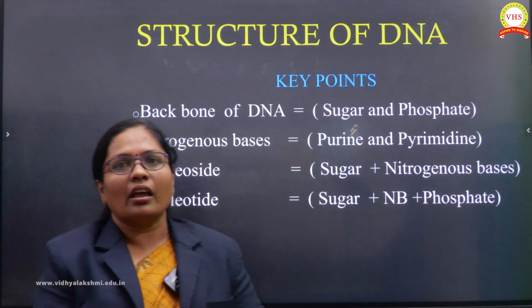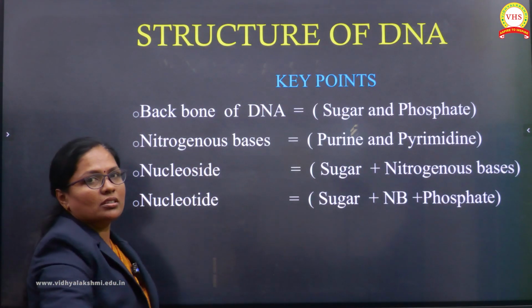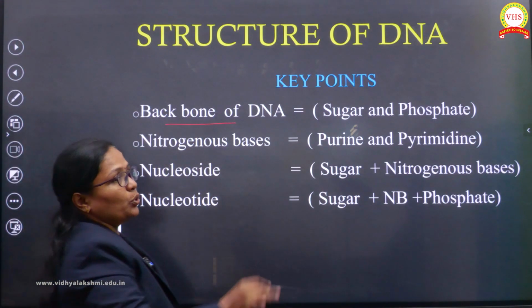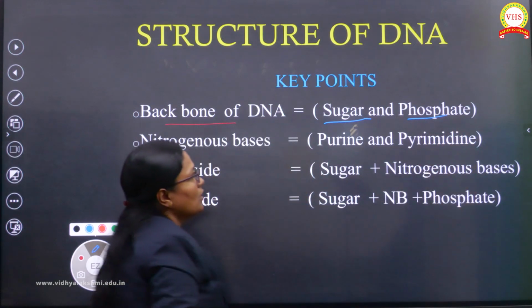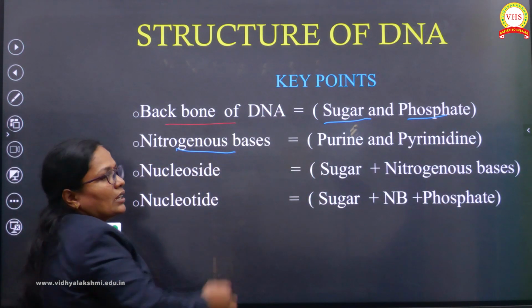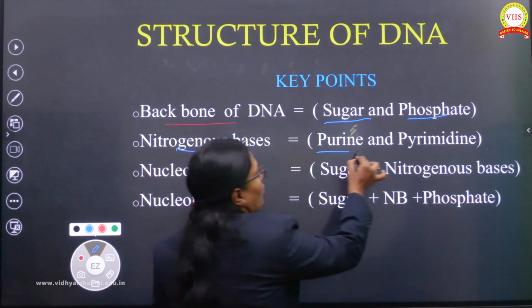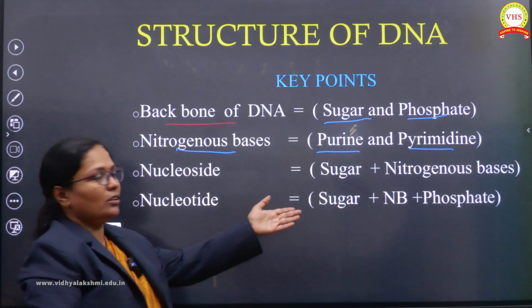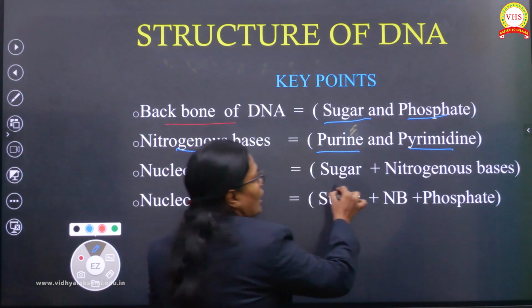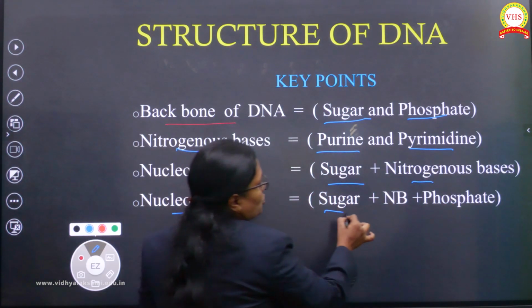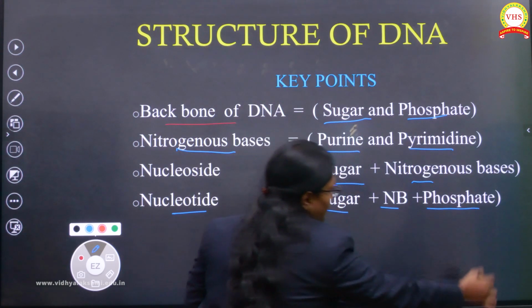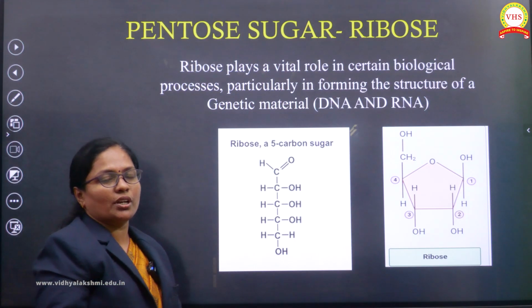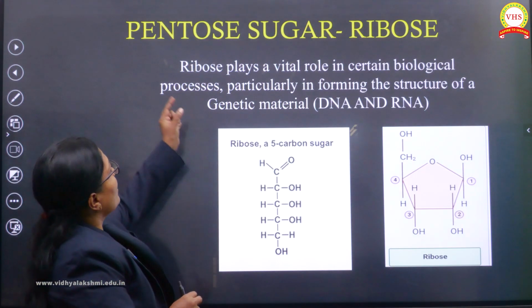Structure of DNA. These are the 4 key points about the structure of DNA which we are going to learn today. The backbone of DNA, which is made up of sugar and phosphate, and nitrogen bases. Nitrogen bases are divided into purines and pyrimidines. We'll learn in detail in the coming pages. Nucleoside, which is sugar and nitrogen base, and nucleotide, which is sugar, nitrogen base plus phosphate. Pentose sugar. Before going into the detailed structure, let us learn a few things about what DNA contains.